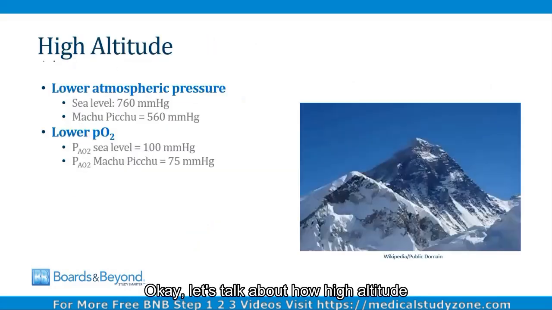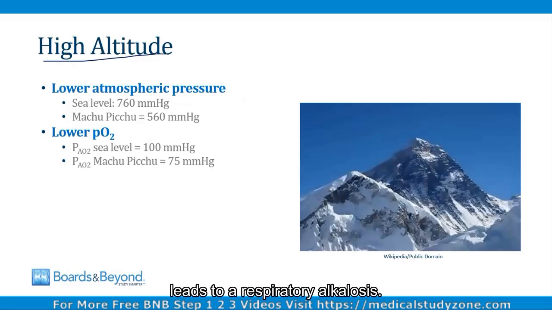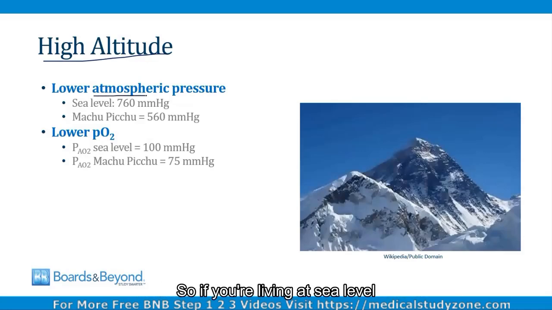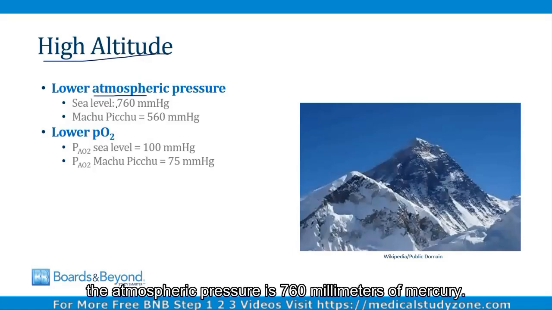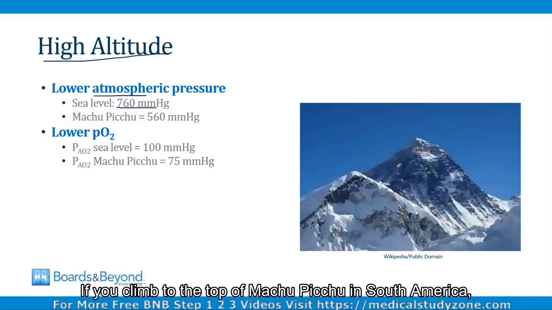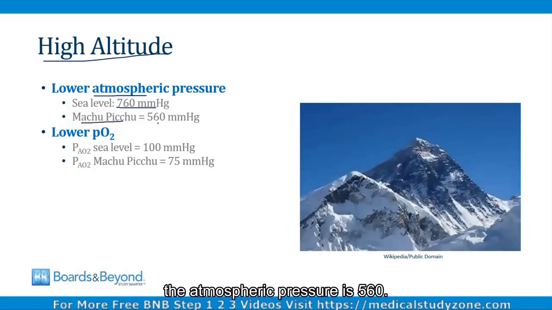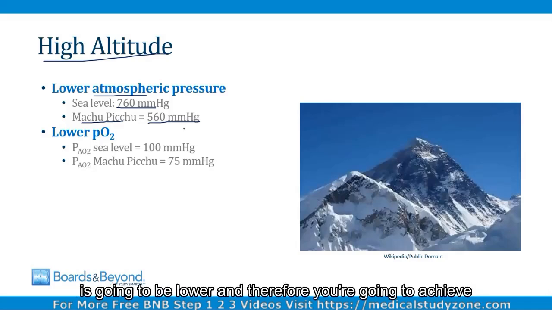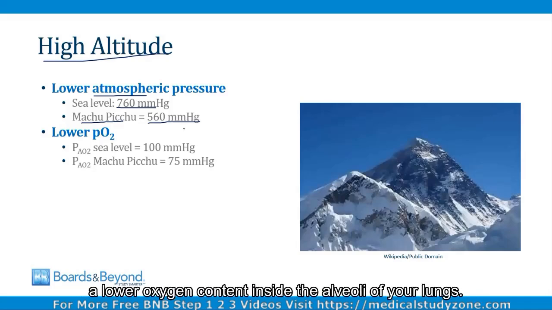Okay, let's talk about how high altitude leads to a respiratory alkalosis. At high altitudes, there's a lower atmospheric pressure. So if you're living at sea level, the atmospheric pressure is 760 millimeters of mercury. If you climb to the top of Machu Picchu in South America, the atmospheric pressure is 560. What this means is the oxygen content of air at Machu Picchu is going to be lower, and therefore you're going to achieve a lower oxygen content inside the alveoli of your lungs.